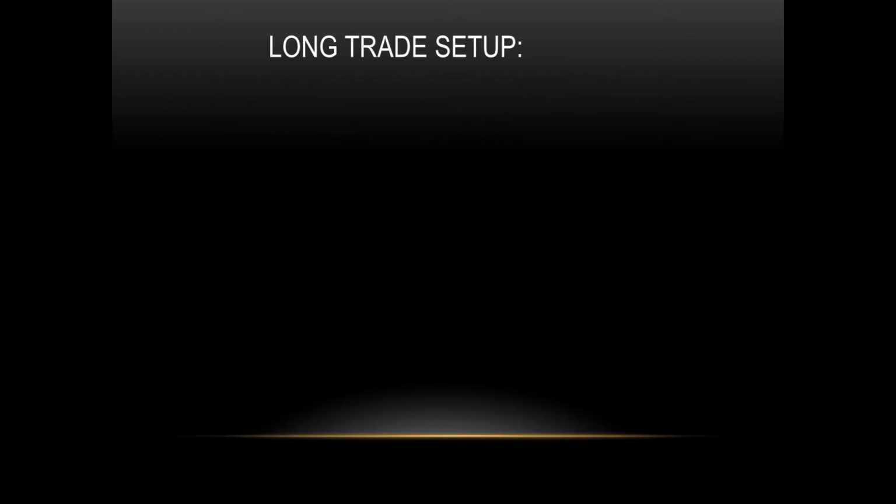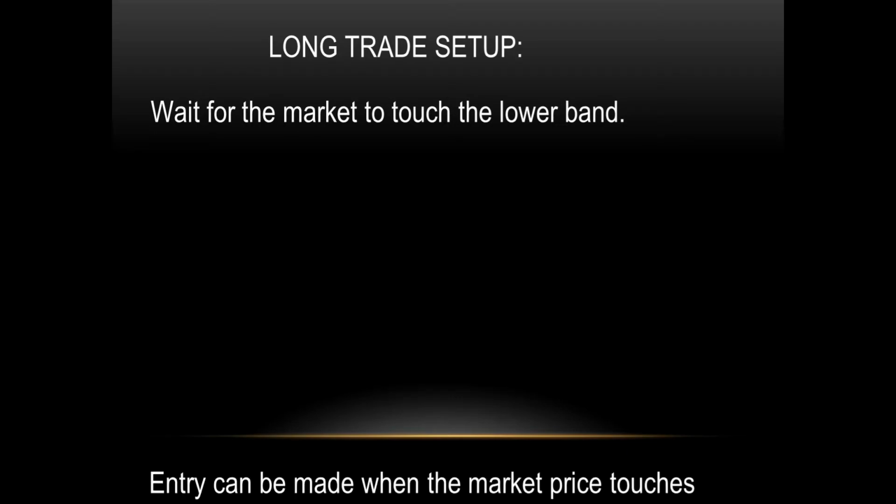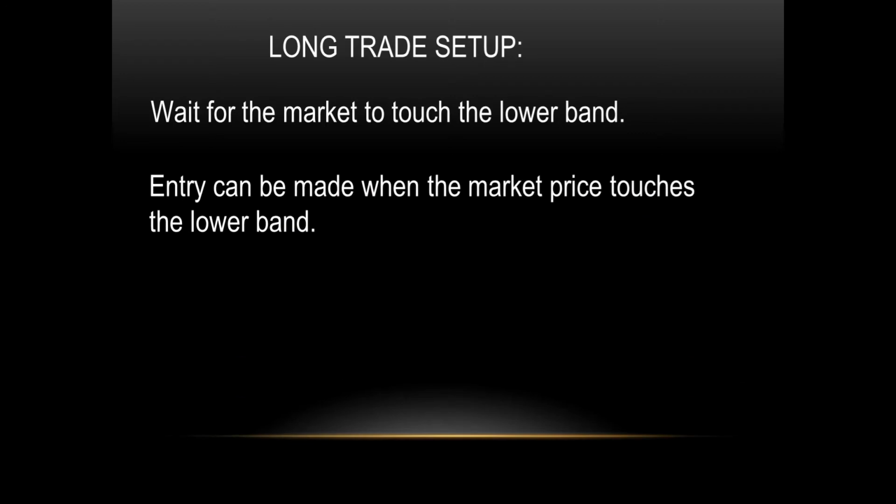So first of all, let's look at how do we go for a buy trade, a long trade? Well, we wait for the market to touch the lower band. Now, I know you don't know what the Bollinger Bands look like, but you will shortly. Just be patient. Wait for the market to touch the lower band. Wait for the candle as it moves down to touch the lower band of the Bollinger Bands. And then you make your entry when the market price touches that lower band.